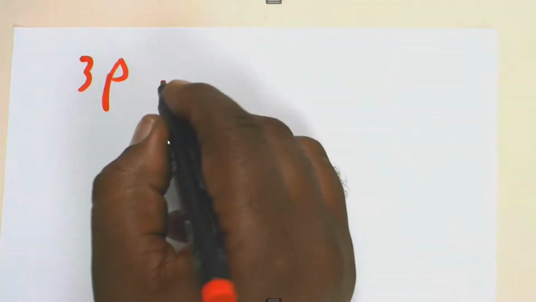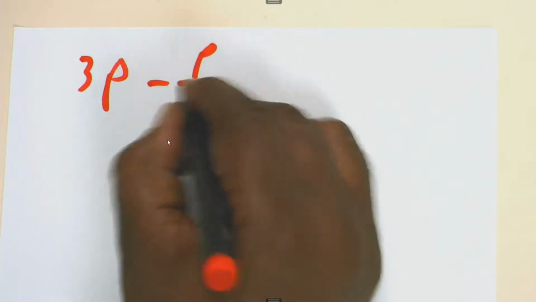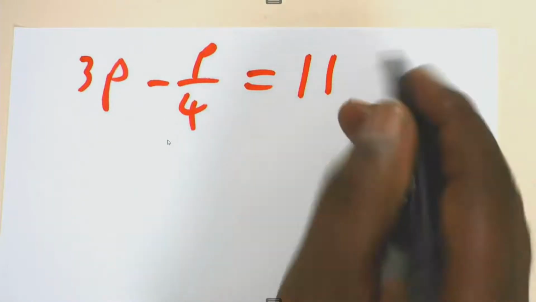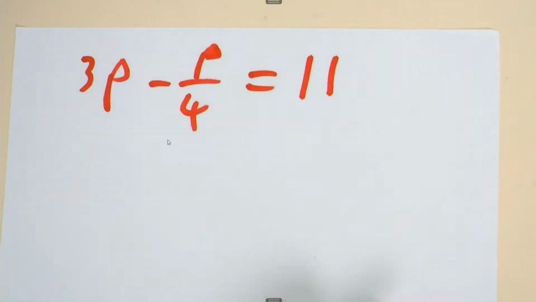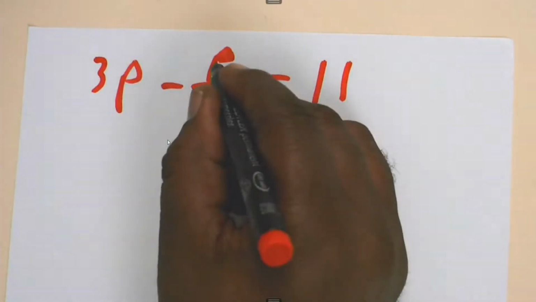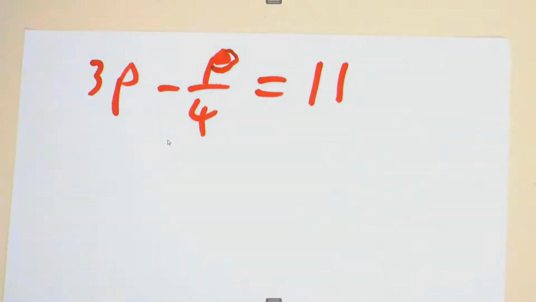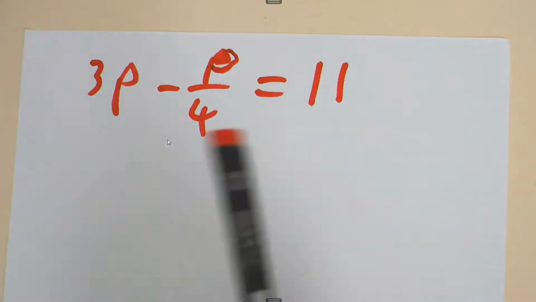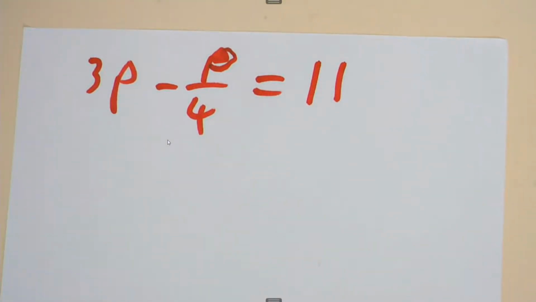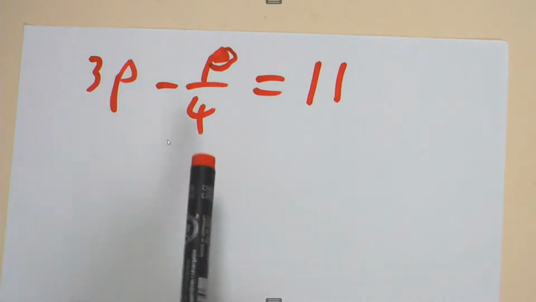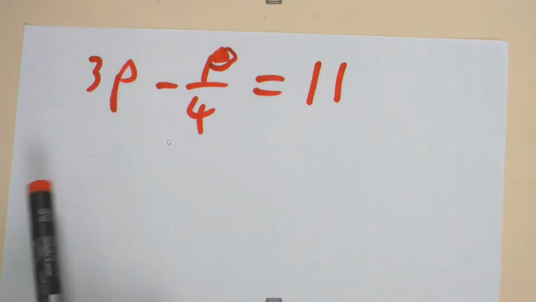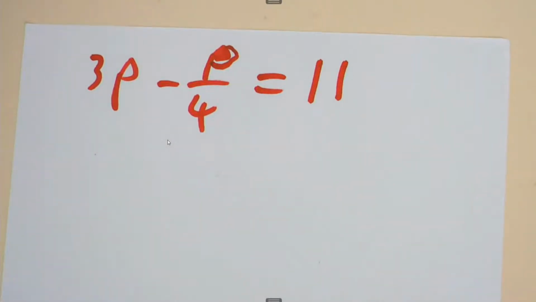3p minus p over 4 should give you 11. Now we're going to look for that value. Show us what value of p will give us 11. Is it 30 minus 19? Or 18 minus 11? This one is not straightforward.